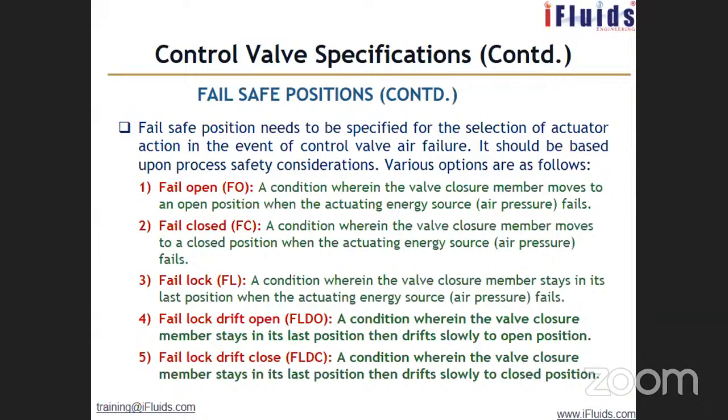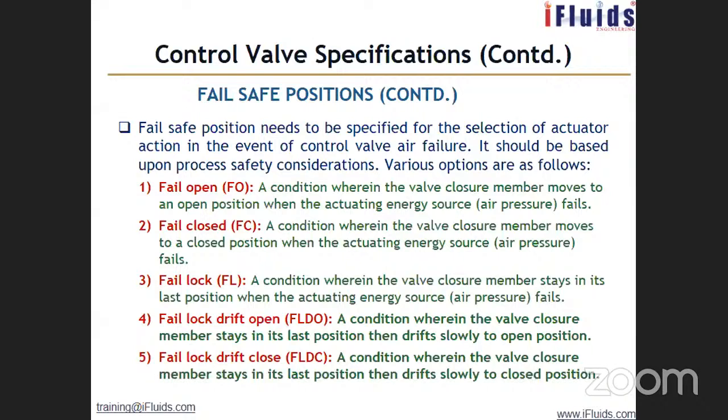There is another position called fail locked, when the valve is, let us say, at 50 or 60% of its travel. When the instrument air fails, the valve will stay there. It will not go to the open or closed position. It will stay where it is. That is called the fail lock position. In certain process scenarios, this kind of fail lock condition is required.